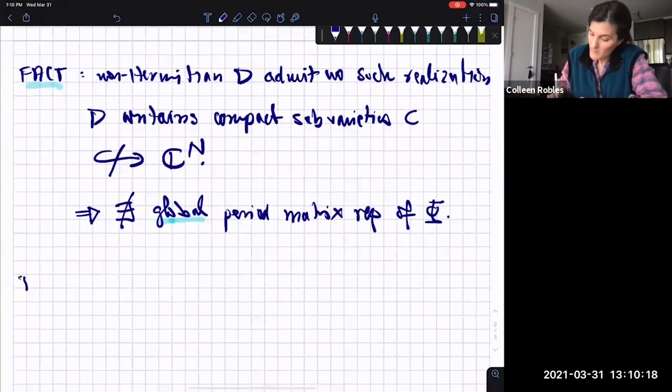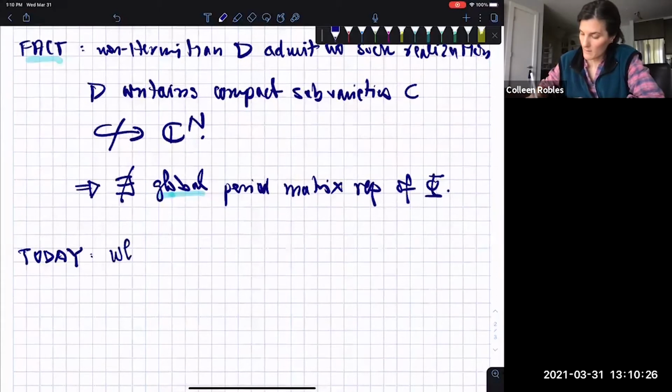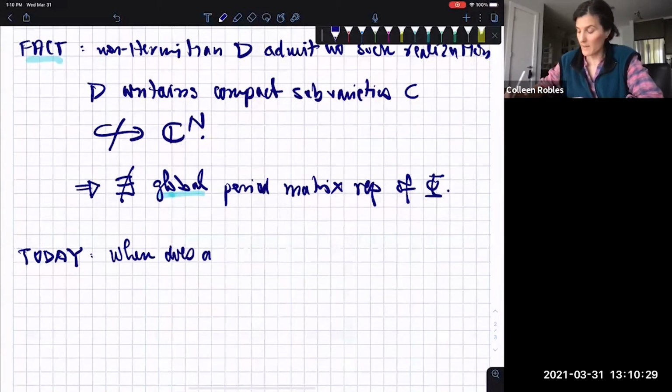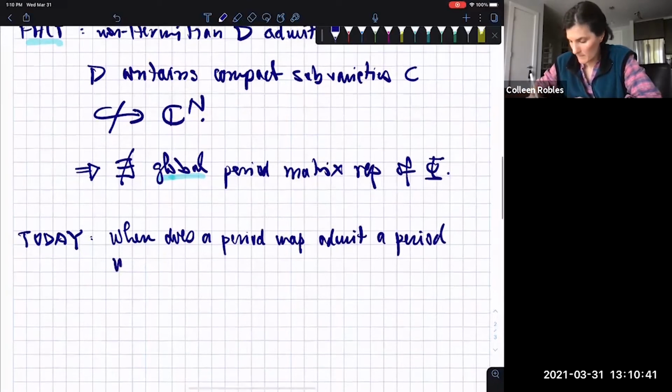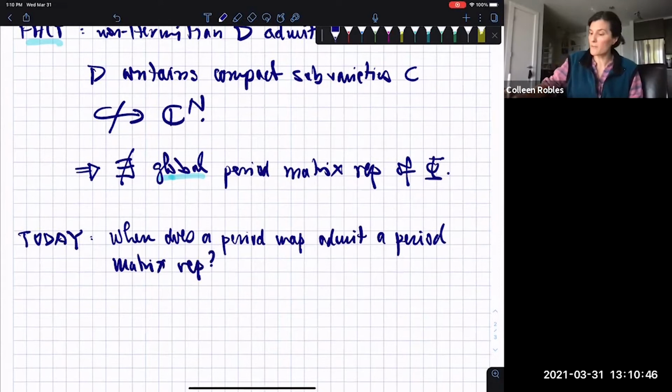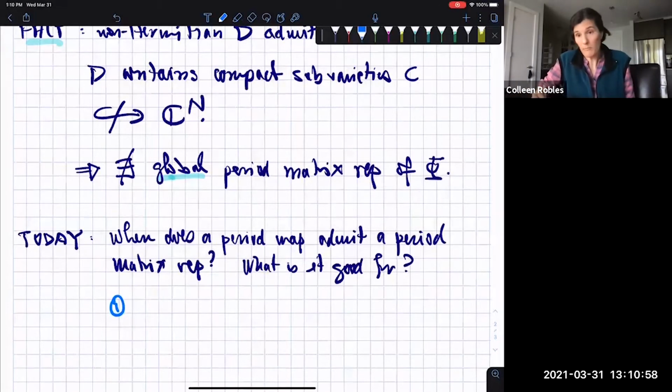Okay. So today is about when does a period map admit a period matrix representation, and what's it good for? And there are two answers that I'll talk about.